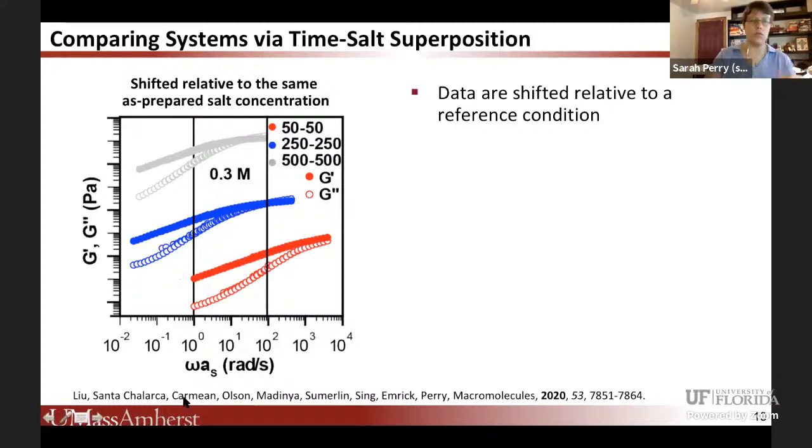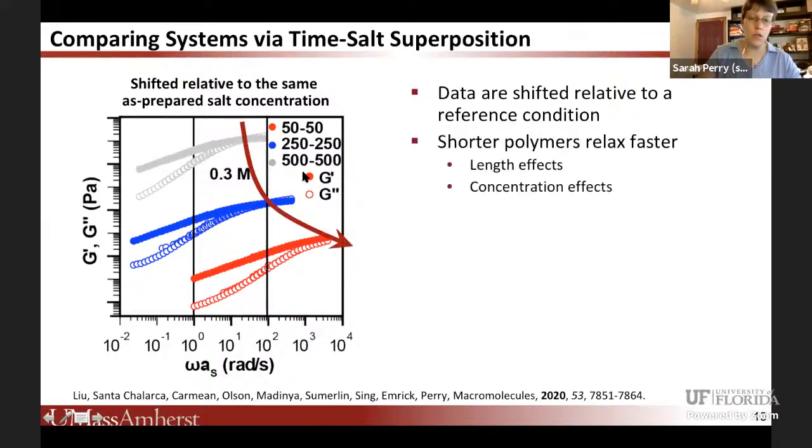So what I'm showing you here, the vertical axis, I've shifted these data just for clarity. But you can see where this is all relative to the same as prepared salt concentration. And so as I go from my longest polymer to my shortest polymer, if we use the crossover in the two moduli as sort of a reference point, you see a shift. Shorter the polymer, it's a higher frequency, right? That means they relax faster. Makes good sense.